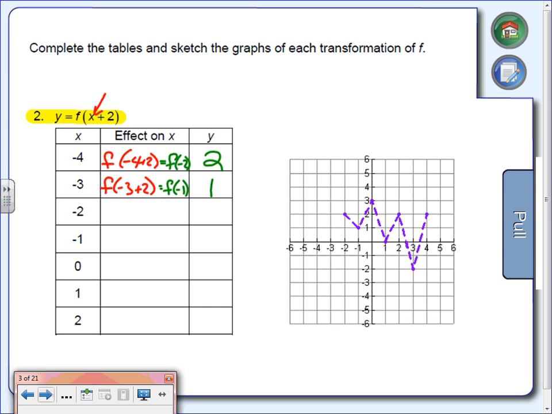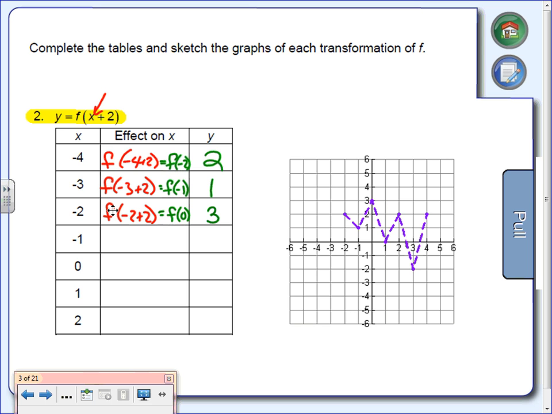Over here, let's try the next one, negative 2. F of negative 2 plus 2. Well, what do I get when I add a negative 2 plus 2? You get a 0. But what is f of 0? Go back to that first page, what is f of 0? 3. So that's our y value, 3.